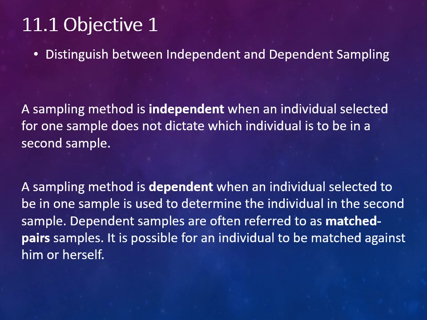Our first objective is to distinguish between independent and dependent sampling. A sampling method is independent when an individual selected for one sample does not dictate which individual is to be in the second sample. A sampling method is dependent when an individual selected to be in one sample is used to determine the individual in a second sample. These are often referred to as matched pair samples. It is possible for an individual to be matched against him or herself as well.